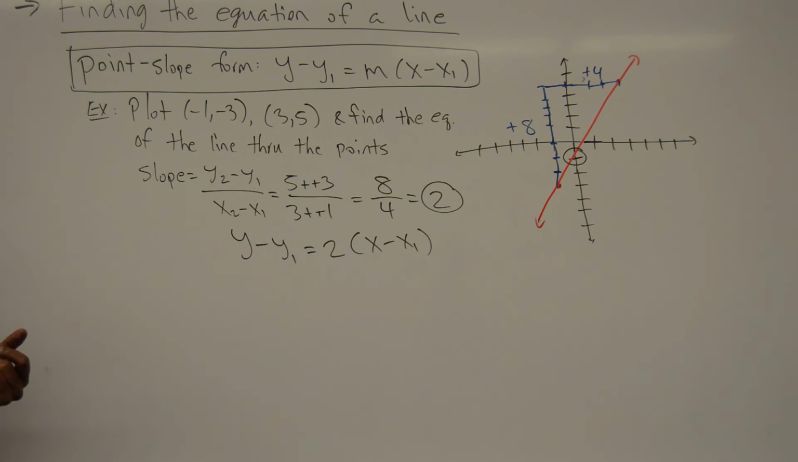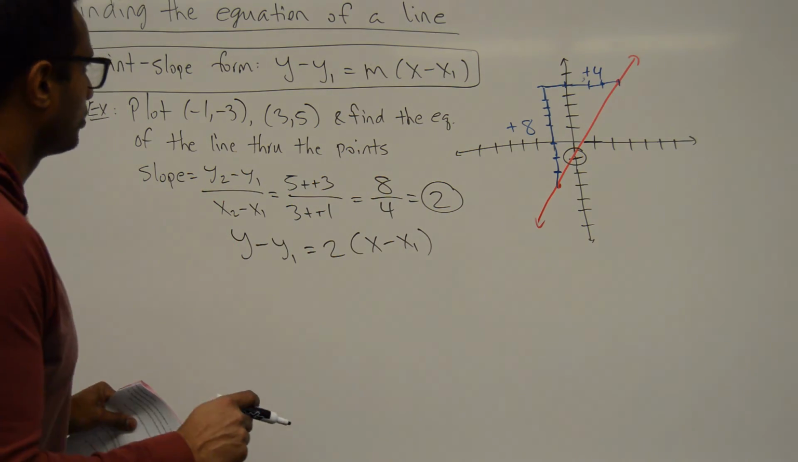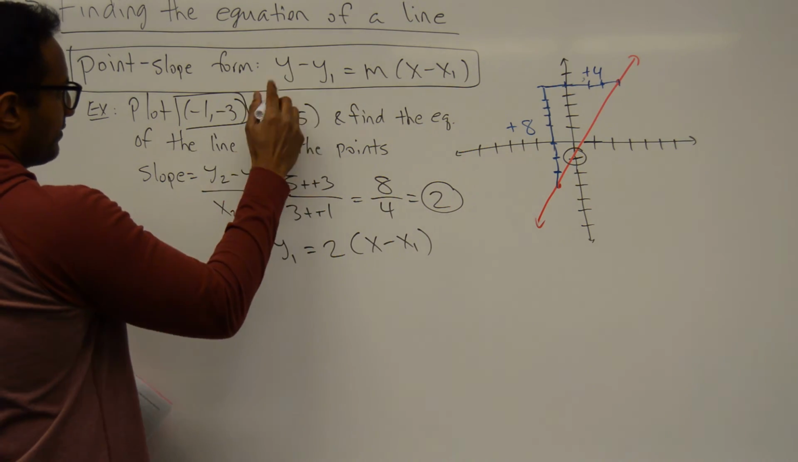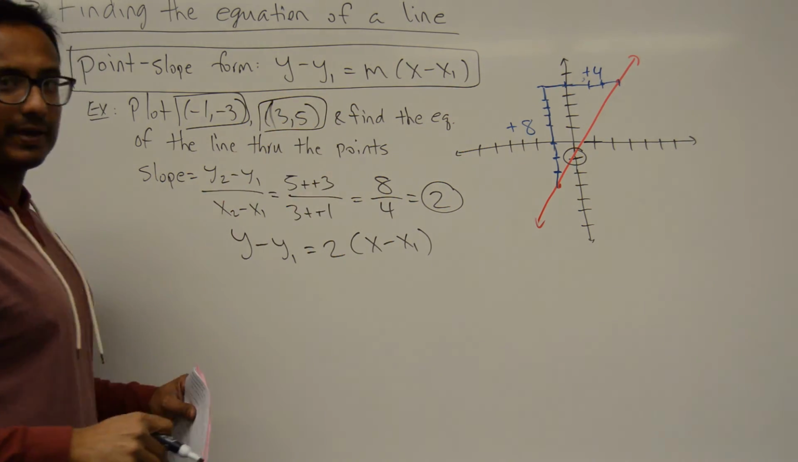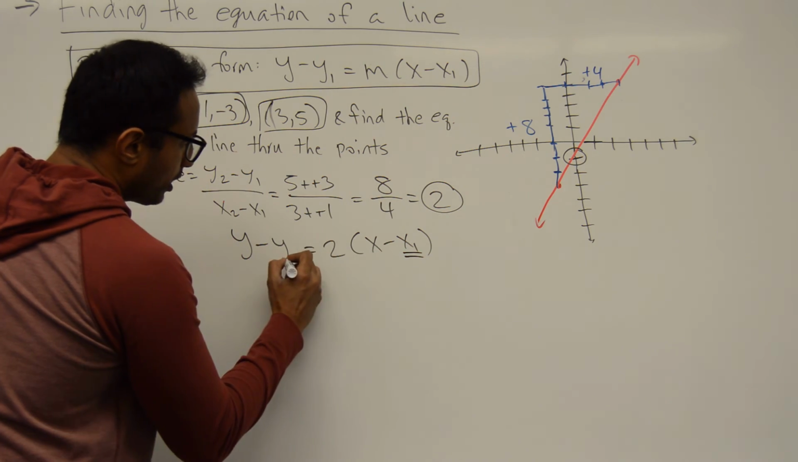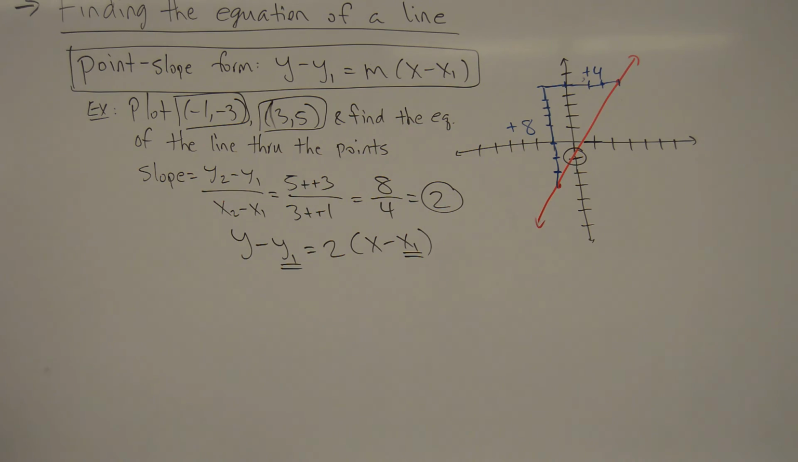Now what? I still have to find the y-intercept, or the b value, which is the y-intercept. So the second step is you pick a point and you plug it in. So you can either pick the point -1, -3, or you can pick the point 3, 5. You can pick either of these points. It doesn't matter which one you pick, you get the same answer. So I'm going to pick the first point, -1, -3. Where do I plug it in? Well, you replace the x1 and the y1 values with this point, -1, -3. So what does that look like?